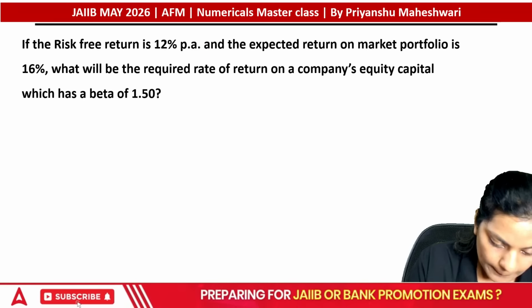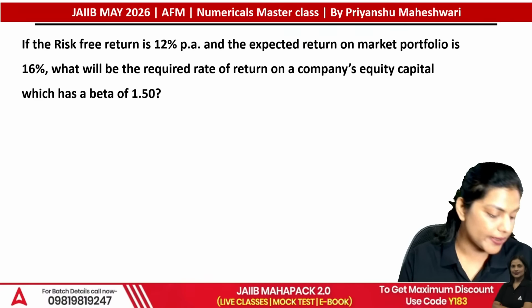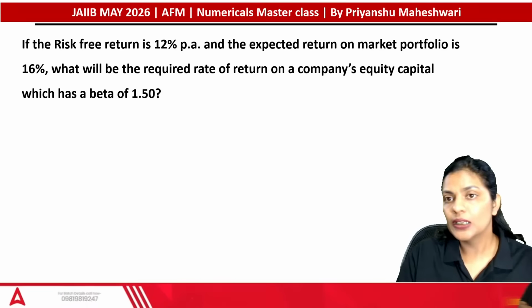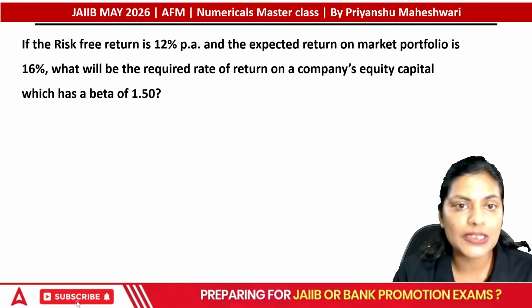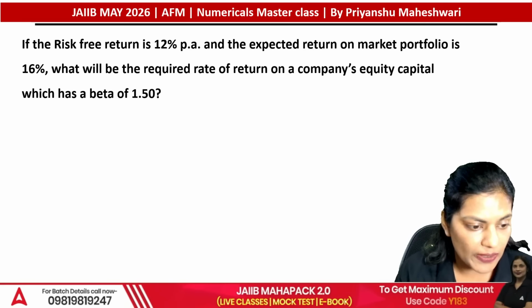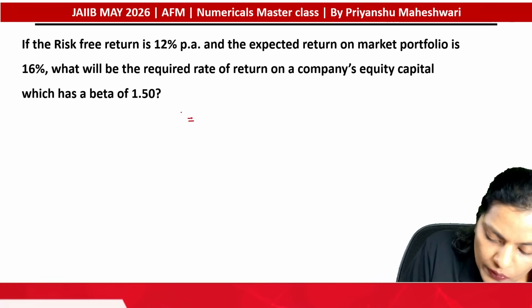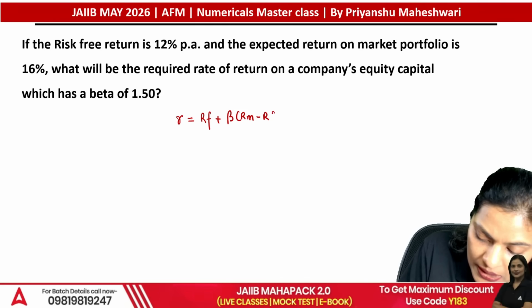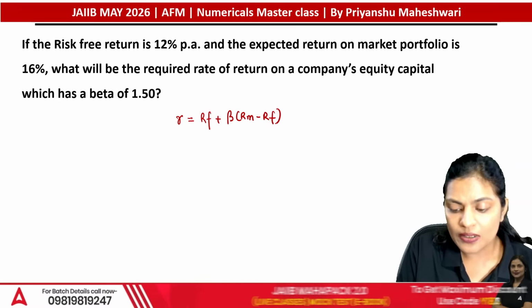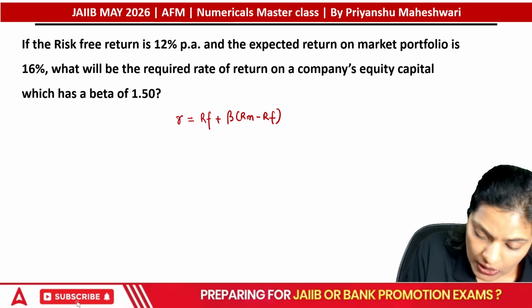Now, if the risk-free return is 12% per annum and the expected return on market portfolio is 16%, what will be the required rate of return on a company's equity capital which has a beta of 1.50? So, we know the formula R is equal to RF plus beta into RM minus RF. If beta is missing in the question, we can also do it, right? Just transfer RF over here and calculate beta. We can do that also.